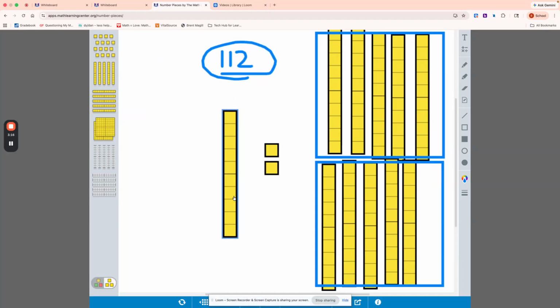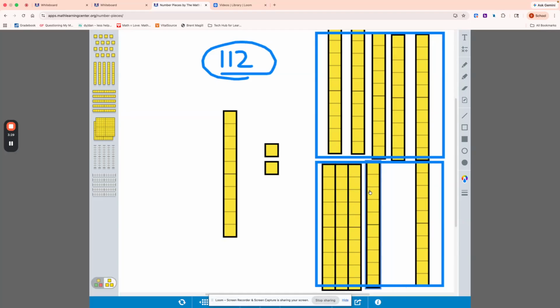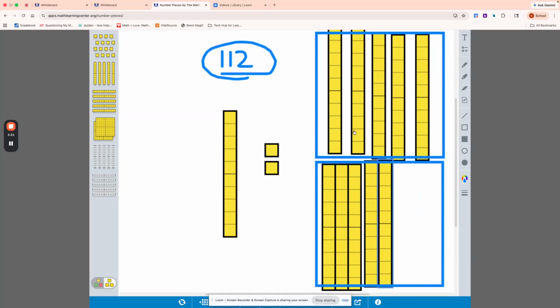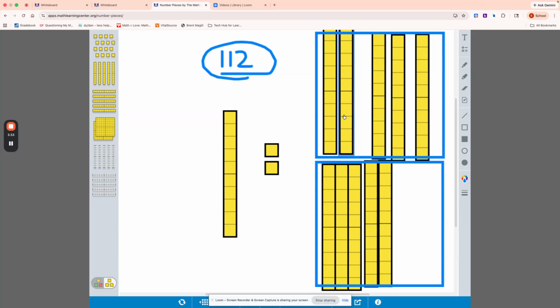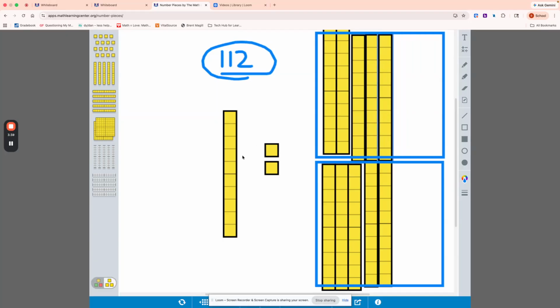And now I'm stuck. I cannot do any more. I have 5 in the top group and 5 in the bottom group. So they look equal right now, right? I'm going to bunch them up a little more so I can fit some of these ones into my bottom group and the top group, because I cannot divide any more tens. So we started with 100. We couldn't divide that up. And then we went to 11 tens, I'm sorry.